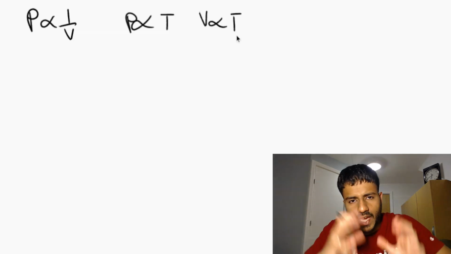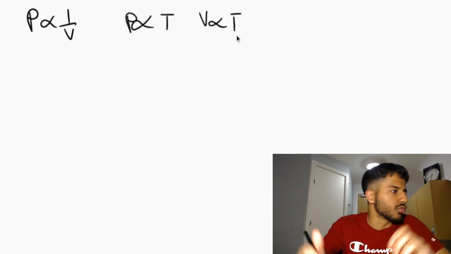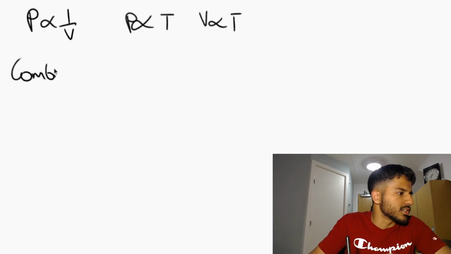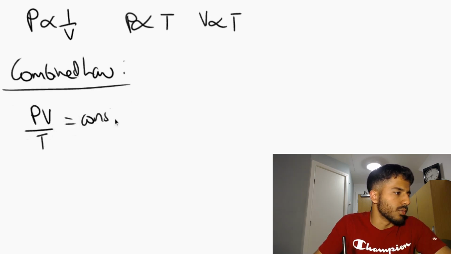And we can change any directly proportional sign into an equal sign by adding a constant. So if we were to combine all these laws together, we would see that pressure times volume over temperature is going to equal some form of constant.